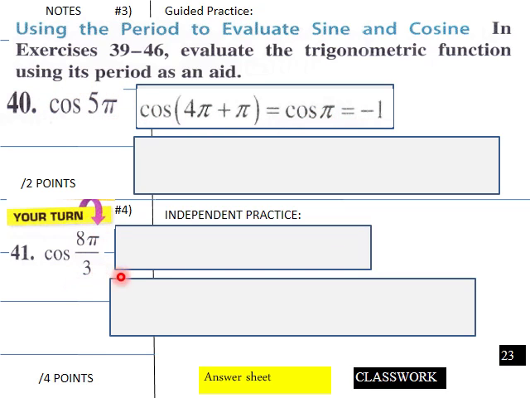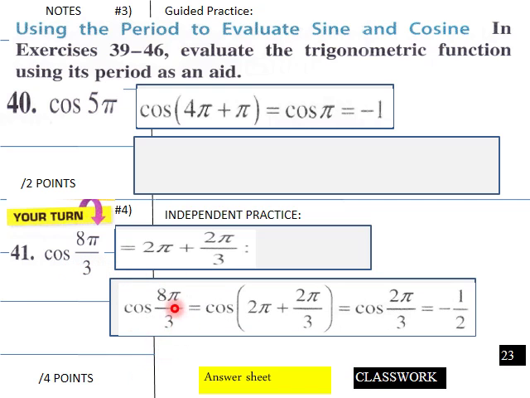Then cosine 8 pi over 3, how many revolutions in the unit circle? So it would be 2 pi plus 2 pi over 3. So it would be 1 revolution plus 2 pi over 3, which would make it at the 120-degree mark. So cosine 8 pi over 3 would equal cosine 2 pi plus 2 pi over 3, which would equal cosine 2 pi over 3, which would be -1 over 2. Your cosine 8 pi over 3 would equal -1 over 2.